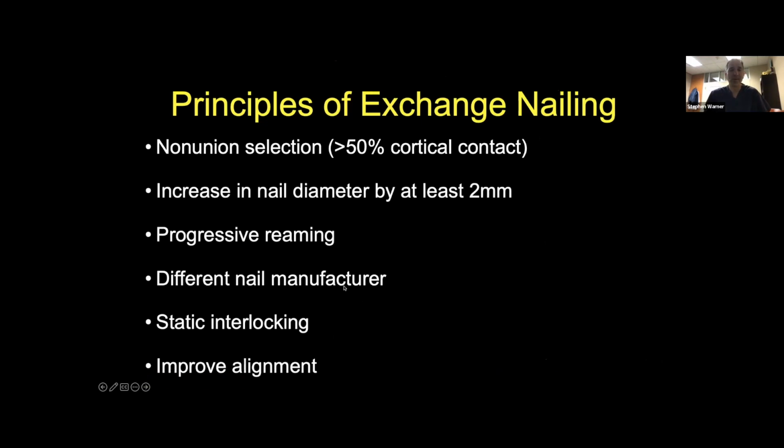You need to have some cortical contact. You want to increase the diameter of that nail. You want to have some progressive reaming with the thought that stimulates the periosteal blood flow or perfusion to that non-union. A different nail manufacturer can help with getting native bone for interlocking screws. In general, static interlocking to improve the stability of the non-union. And then, as Dr. Aker mentioned, improved alignment is often a forgotten component of this, and I think it's probably the hardest part of these cases.